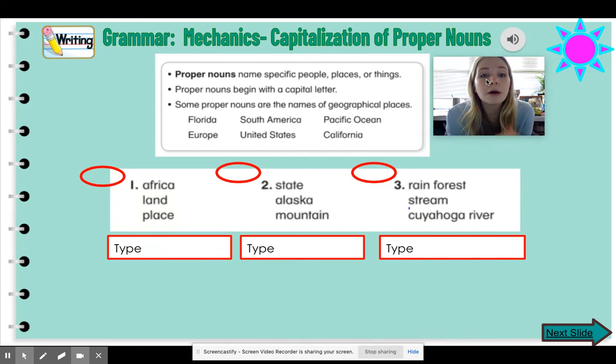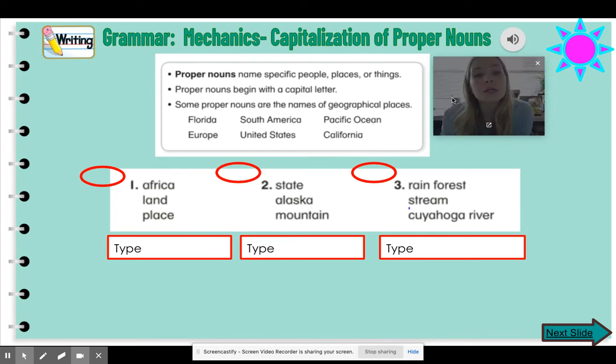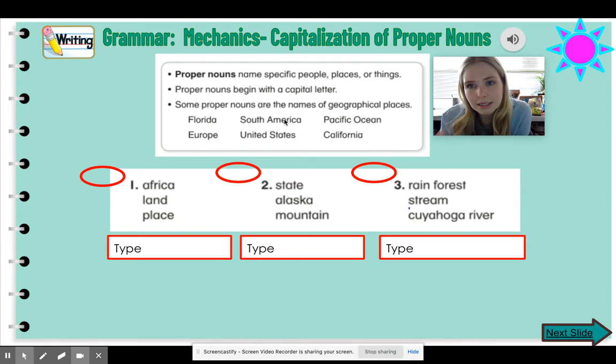So just like we talked about, proper nouns name specific people, places, or things, and proper nouns have to start with a capital letter. Some proper nouns are the names of geographical places. You're probably thinking, geographical, that's such a big word. But geographical just means a place on the earth. Florida is a state, like Utah. Europe is a continent, like North America. South America is another continent, like North America, where we live. United States is a country, like Mexico or El Salvador. Pacific Ocean is a specific ocean. I'm not just talking about any ocean, I'm talking about the Pacific Ocean. California is a state, like Utah.